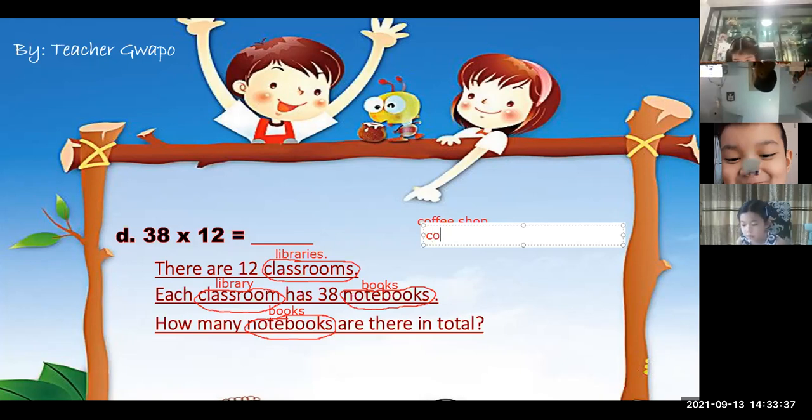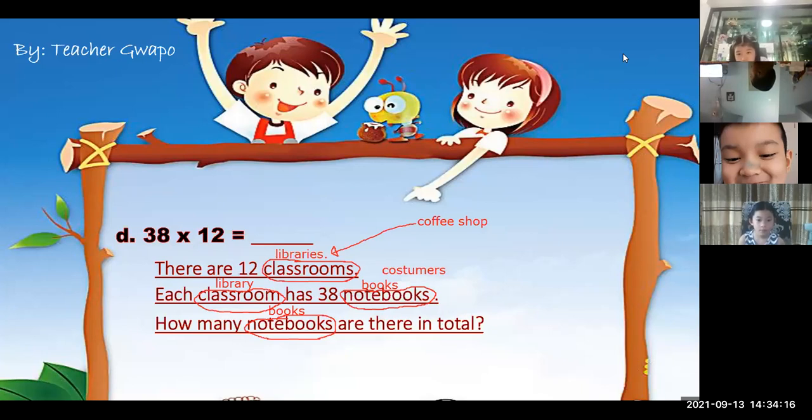Customers, C-U-S-T-O-M-E-R, customer or customers. If you want to use that, it's okay. So instead of books, you can use the word customers, and instead of libraries, you can use coffee shop. You can replace it there. So there are 12 coffee shops. Each coffee shop has 38 customers. How many customers are there in total?